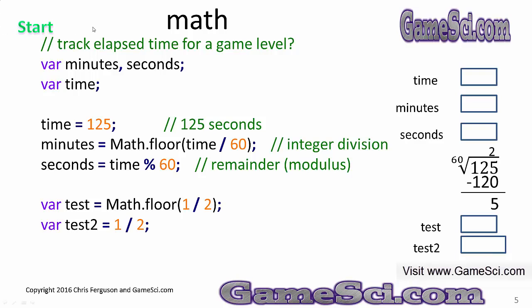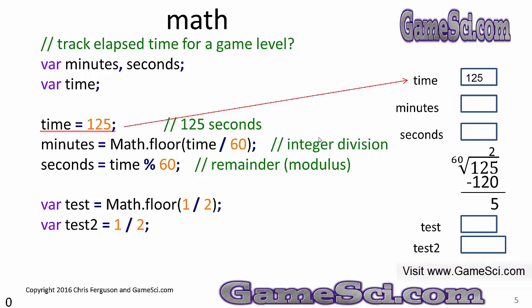Another common task in a video game is to track how long it takes for a player to complete a level of the game. So let's track the elapsed time for a game level and see how it's done. What you might not know is this is usually done in seconds, whole seconds. So I've declared some variables up here, var minutes, seconds, and then a time variable. What time is going to be is the total seconds. So when I say time equals 125, I am going to store the value 125. What that's telling me is it's currently taking me 125 seconds on this particular level.